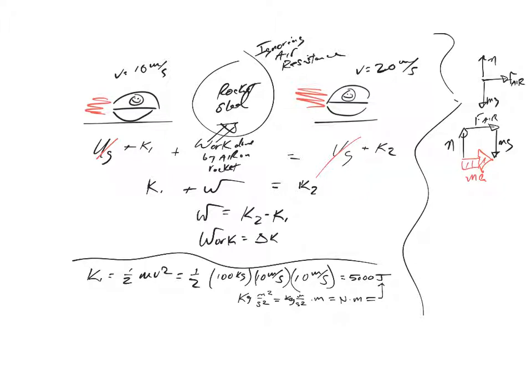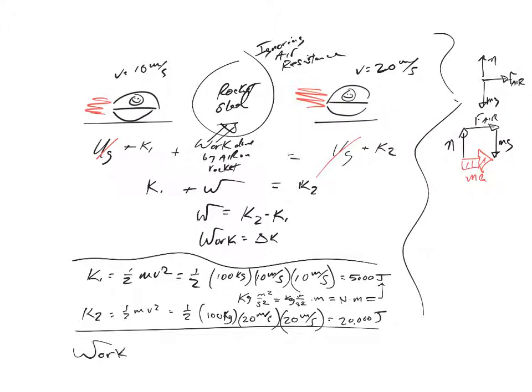You guys good? So then if you calculate K2, you get 1/2 mv squared equals 1/2. Mass is still 100, and this time our velocity is 20. So 20 squared times 50 is 20,000 joules. So the work is K2 minus K1, which is 15,000 joules. 20,000 joules minus 5,000 joules is 15,000 joules. So that's the work to speed up from 10 to 20.